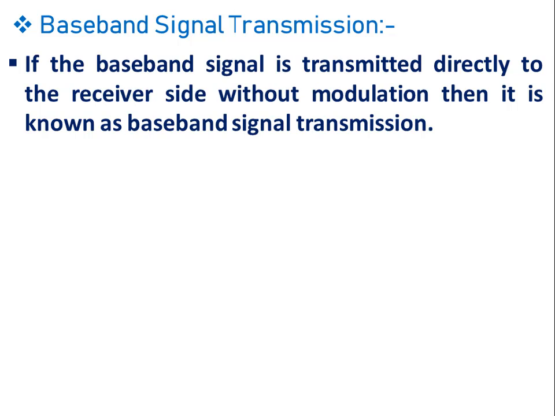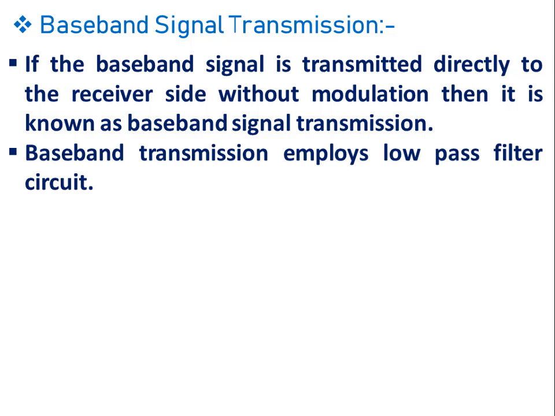If the baseband signal is transmitted directly to the receiver side without modulation, then it is known as baseband signal transmission. Hence, baseband signal transmission does not require a digital modulator unit in the transmitter, but this low frequency baseband signal has to pass through a low pass filter circuit and then be transmitted to the receiver side. Because without the filter, this low frequency baseband signal cannot be transmitted to the receiver side through the communication channel.